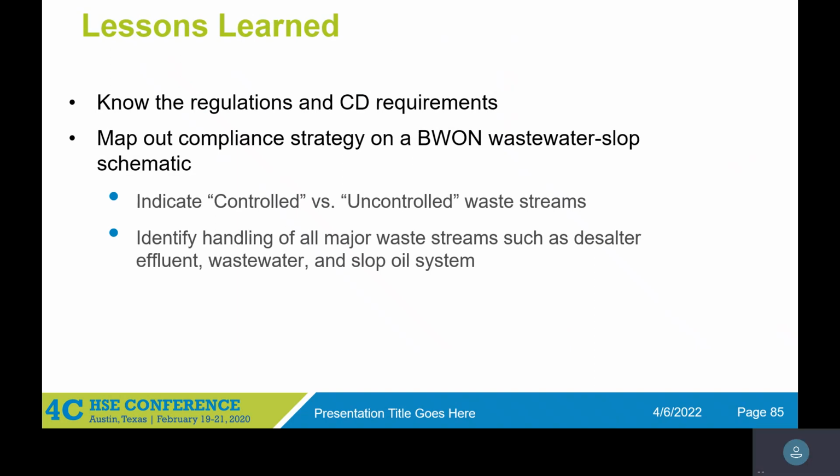I guess some of the lessons learned that we have is to know your regulations and the requirements for each piece of waste management unit. Map out your compliance strategy on your schematic. Most of you do have a schematic that shows this is how the refinery works, this is the slop, this is the water. Make sure that you know which ones are controlled, which ones are not on control, and identify all your major waste streams like we talked about and sampling them.